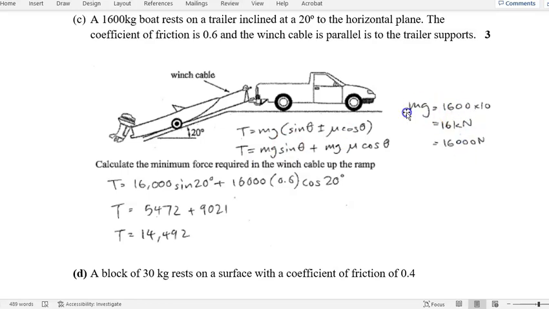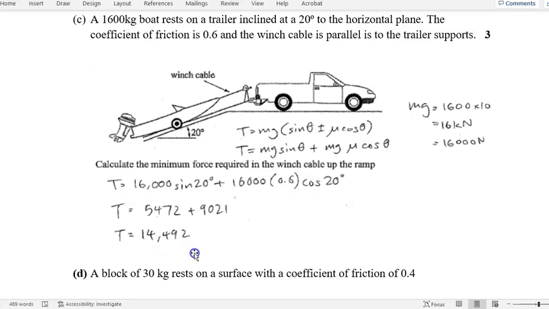Okay, so first of all, I've said mg equals 1600 times 10, which I have just done in one jump. So that would be 16,000 newtons. I've then just written that as 16 kilonewtons or 16,000 newtons. Okay, so I've said 16,000 newtons sine 20 plus 16,000 newtons times 0.6, which is the coefficient of friction, cos 20, gives me that number plus that number equals 14.